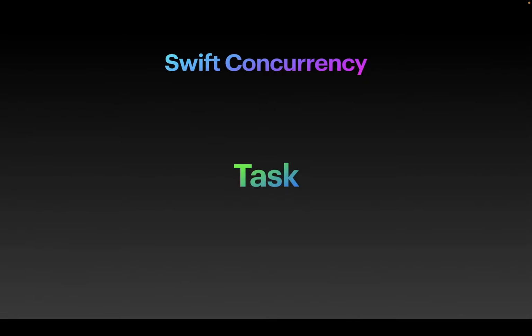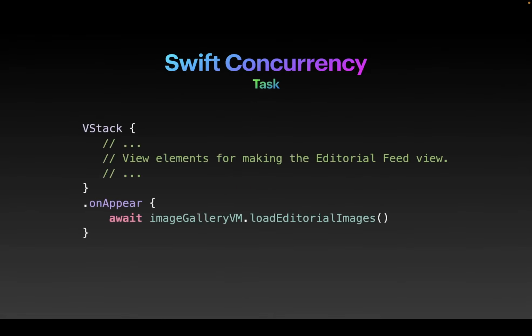Now let's go to the next topic, which is task. As I mentioned before, async await are just two keywords, and they do not come with concurrency support. So we have to use something called task. Take a look at this example. You have seen this before, this is the view where we make the editorial feed view to display all the images.